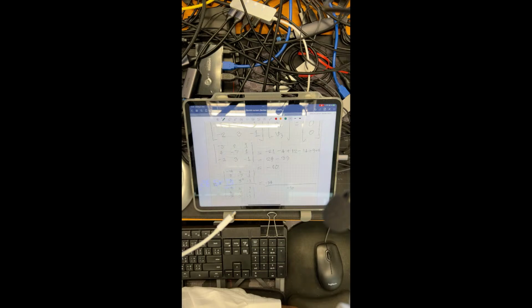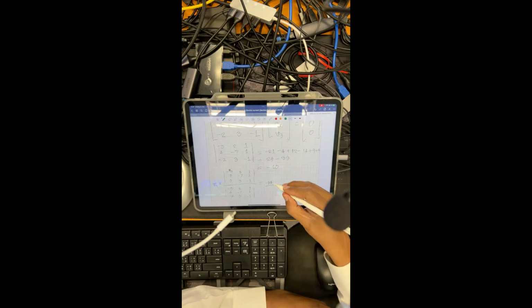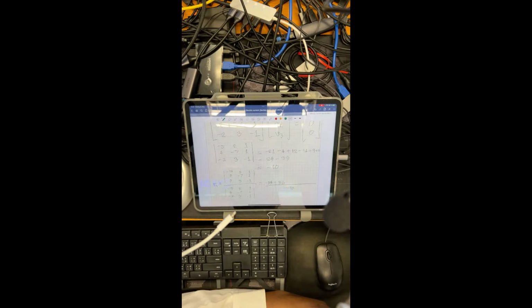2, 1, 0, nothing. 1, 0, 3, nothing, right? When we go up, 0 minus 7, 1, 0, right? 3, 1 minus 12, what is that? 3 and 1 is 3. 3 and minus 12 is negative 36. But because we go up, it should be negative. Negative of negative 36, it should be plus 36, right?